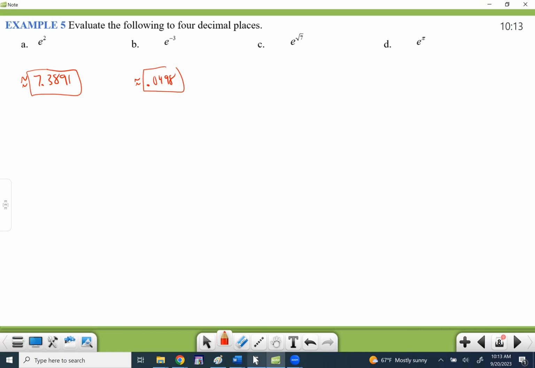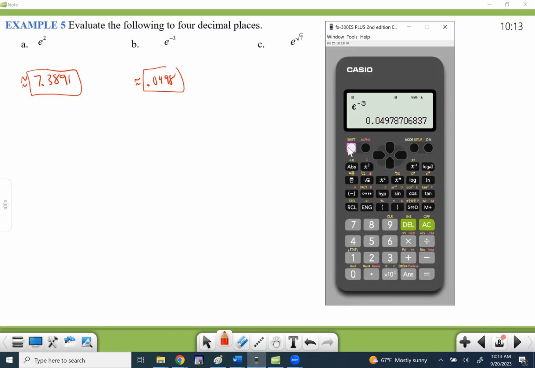e to the square root of 7. Four decimal places. So 0 is in the 4th. 3 is going to keep it as 0. It's not going to round it up. So 14.0940.